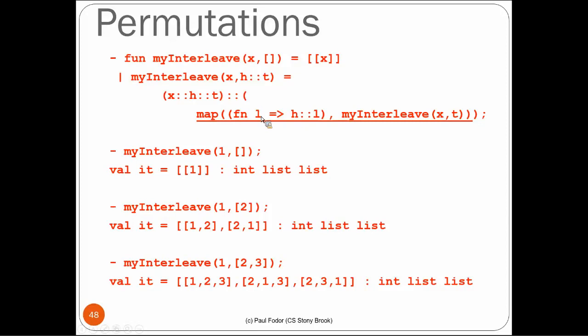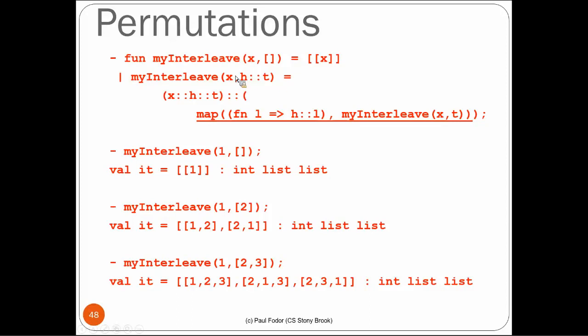So the first argument of map is actually a function that for every element returned by my interleave creates a new list that starts with h, and then the tail is the list L. So this map function basically inserts h at the beginning of every one of the lists created by interleaving x with t. So let's actually think of what's basically happening by looking at a few examples.